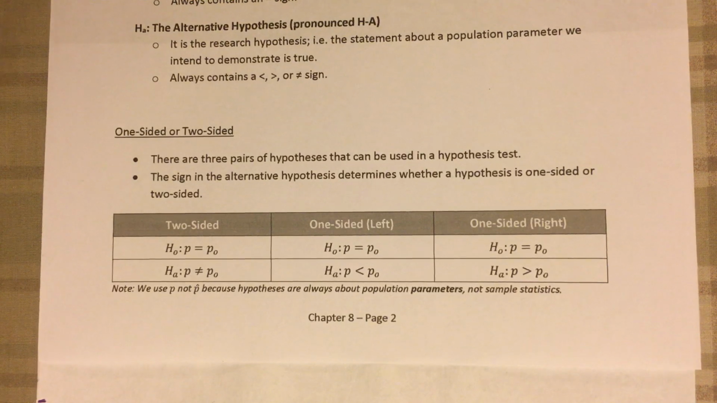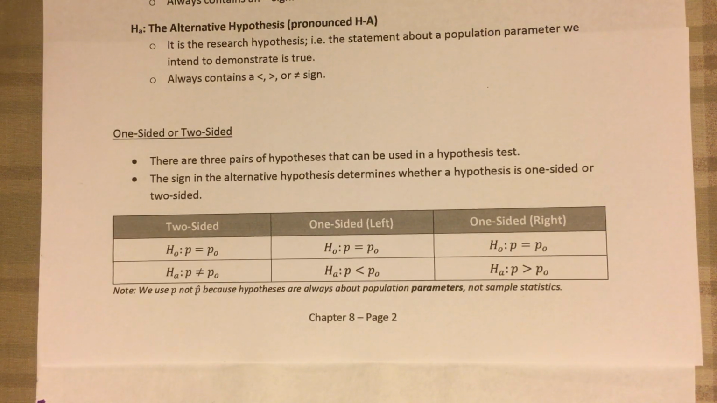So when we're looking at our pairs of hypotheses, we have two-sided tests or one-sided tests. So there's three different possible options that we could run into as we're working through these problems. So our two-sided test, our null hypothesis has an equal sign, our alternative hypothesis has a not equal to sign. So we are testing to see if something has been changed. Both of our one-sided tests, notice that we have a less than and a greater than.